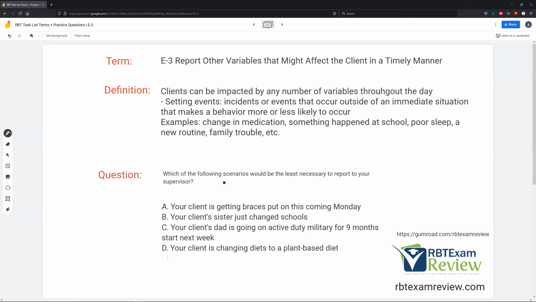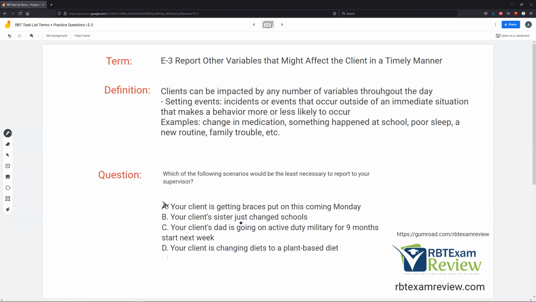A, your client is getting braces put on this coming Monday. Absolutely. Medical change, right? Dental work. A lot of things can go into braces socially, physically, okay? This is something you absolutely want to report to your supervisor.